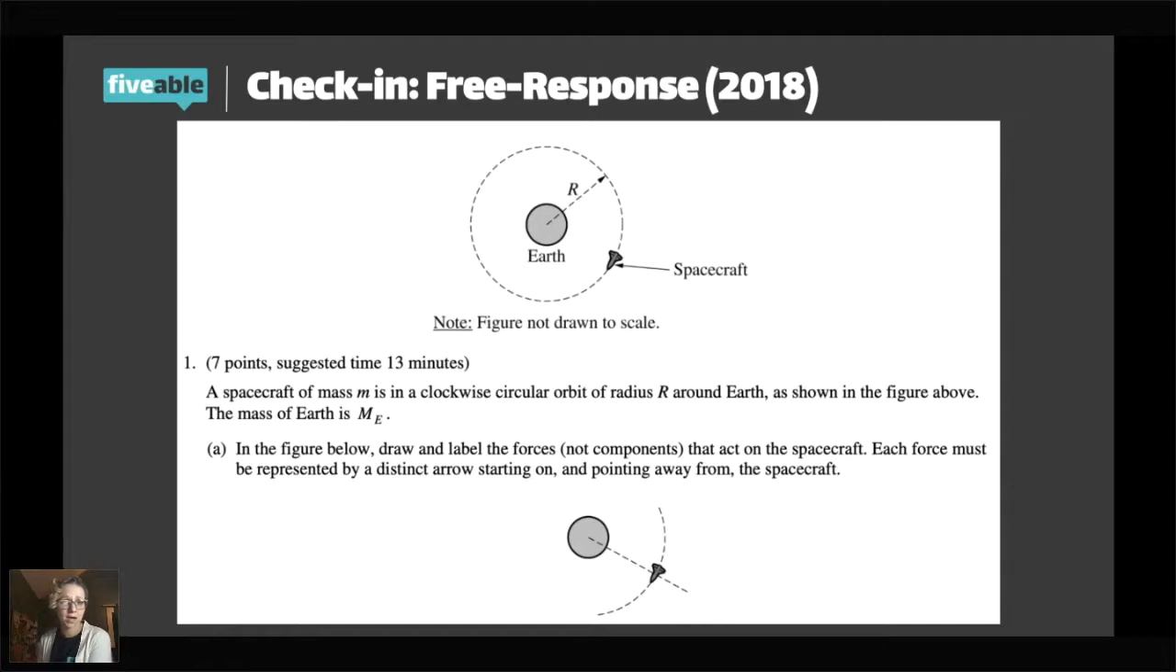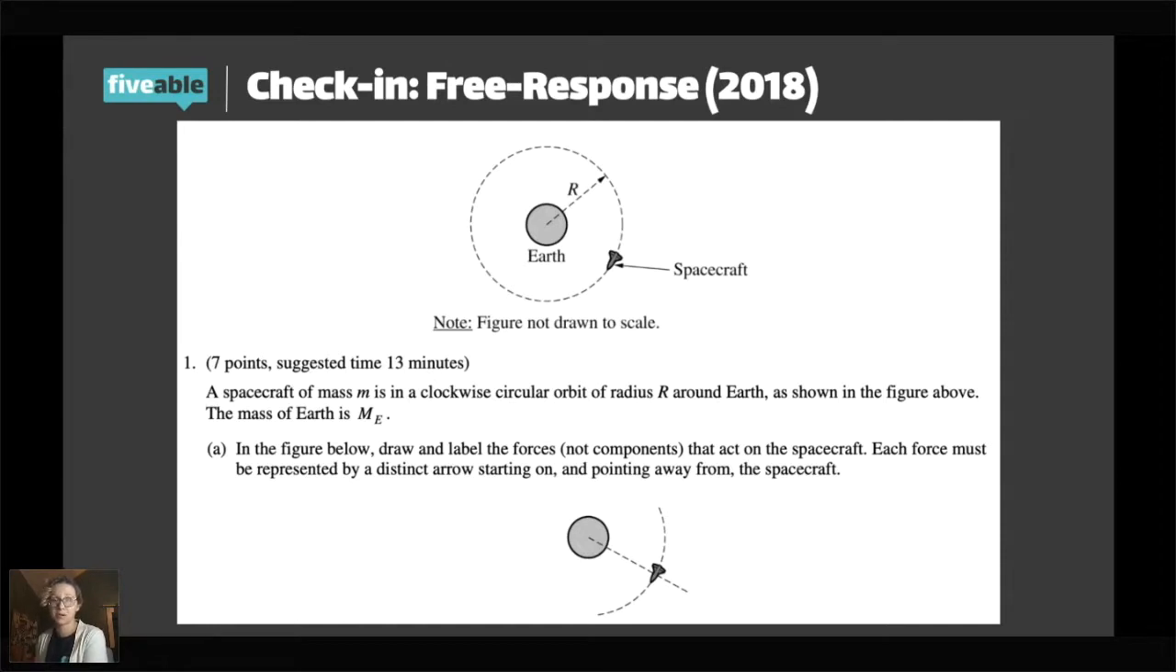So we have a spacecraft of mass m in a clockwise circular orbit of radius r around the Earth, and we're given the mass of the Earth is m_e. And so in the figure below, you are just making a free body diagram. So you are drawing and labeling the forces, not the components of the forces, that act on the spacecraft. And each force must be represented by a distinct arrow starting on and pointing away from the spacecraft.